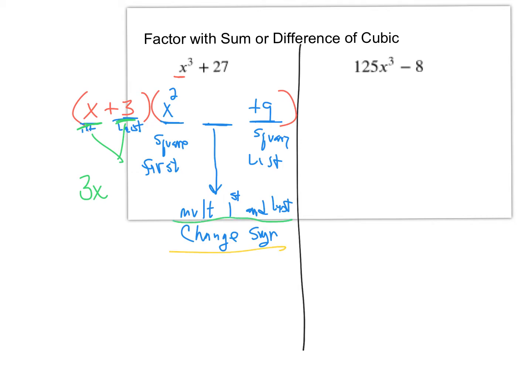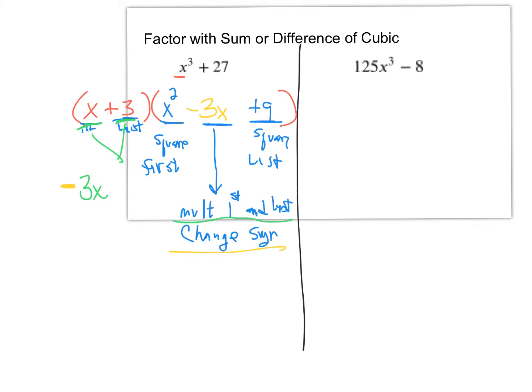Then we're going to change its sign. Since it's positive 3 right now, we change it to negative 3. If it were negative 3, we change it to a positive. And that's what goes on that line. So minus 3x. And there you go. That's a cubic.